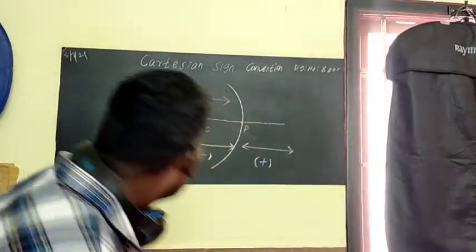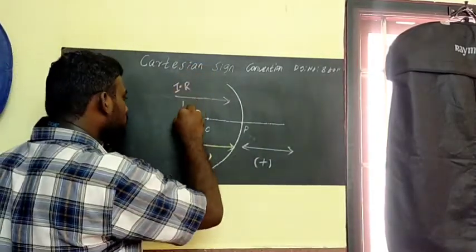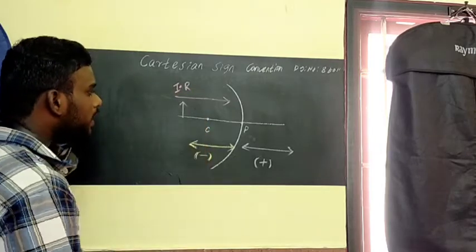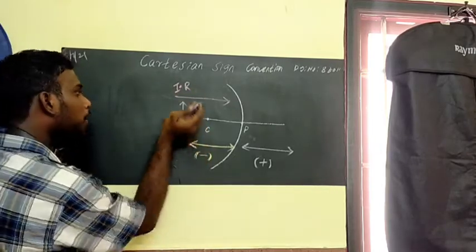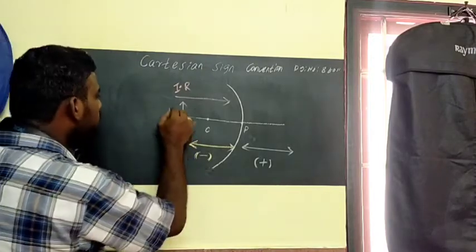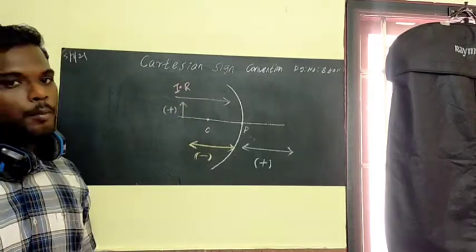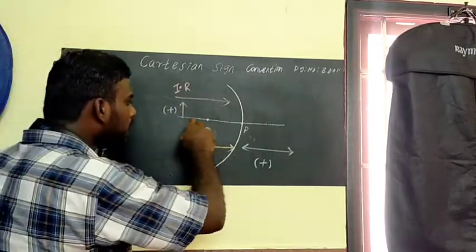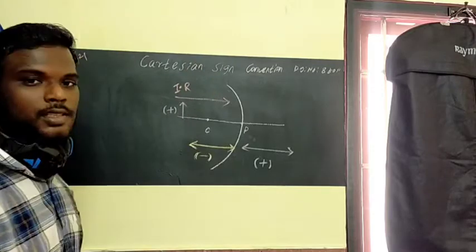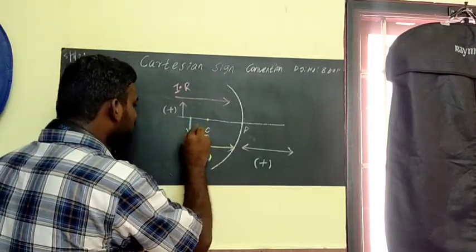And next, we are placing the object above the principal axis. So this is the object. Is it clear? The perpendicular distance above the principal axis is always taken as positive. The perpendicular distance below the principal axis is taken as what? Taken as negative.